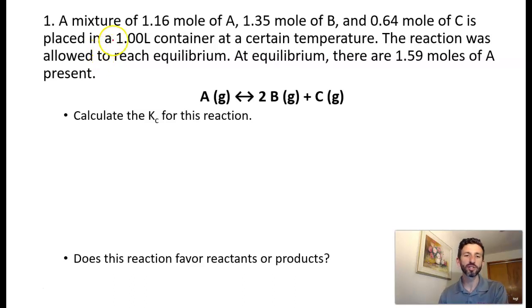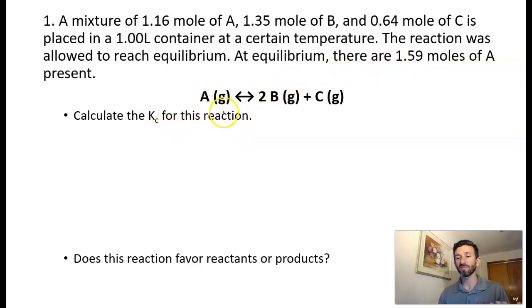Okay, so a mixture of 1.16 mole of A, 1.35 mole of B, and 0.64 mole of C is placed in a 1 liter container at a certain temperature. So these are all gases, okay? So moles over liter, the number of moles is going to be the same as the molarity, okay? Because it's the mole divided by 1 liter. At equilibrium, there are 1.59 moles of A present. Calculate Kc for this reaction.